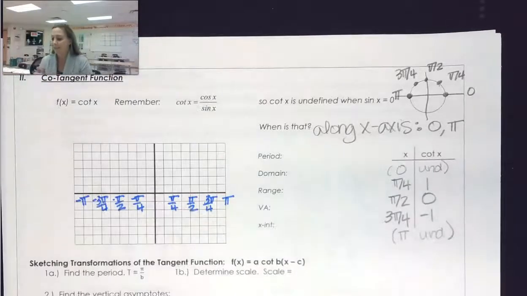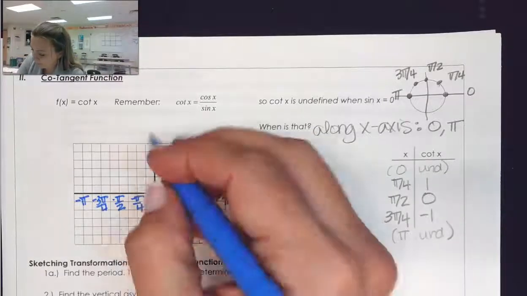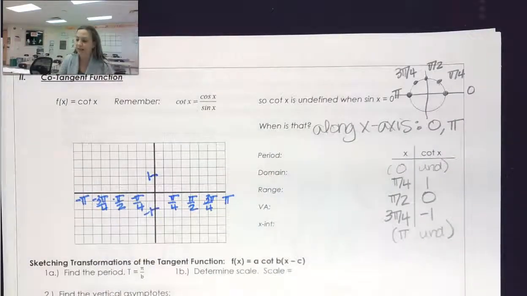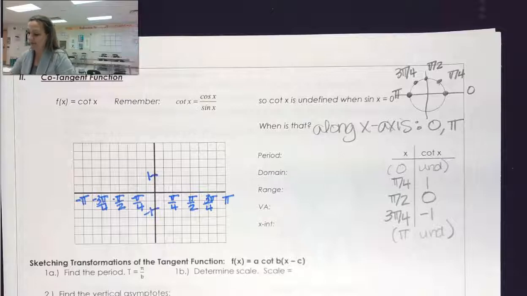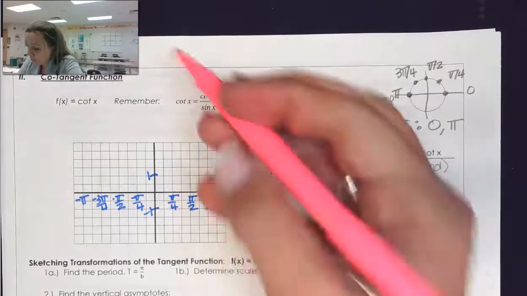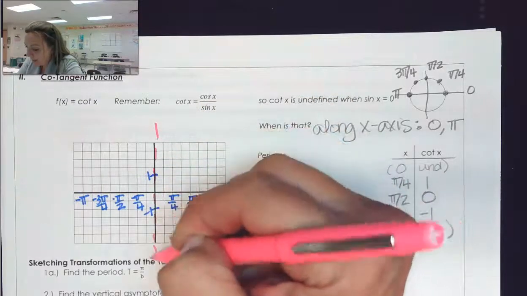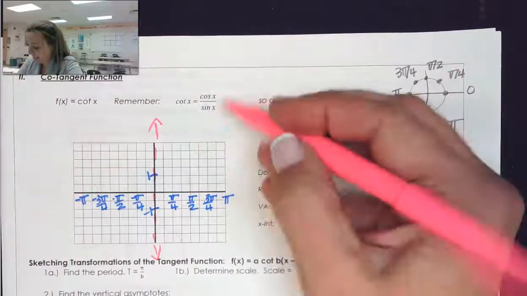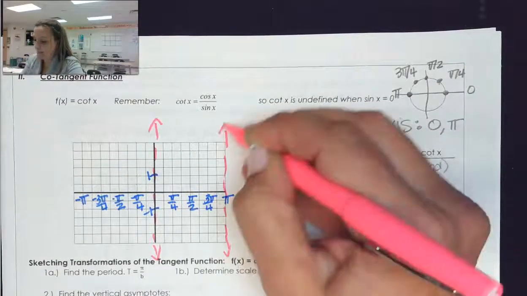Because those are places where the points will be easily plotted. So I don't forget, I'm going to make my scale on the y now too. And again, anytime we have something that's undefined, there's going to be an asymptote there. So there's going to be an asymptote at x equals 0. There's going to be an asymptote at x equals pi.